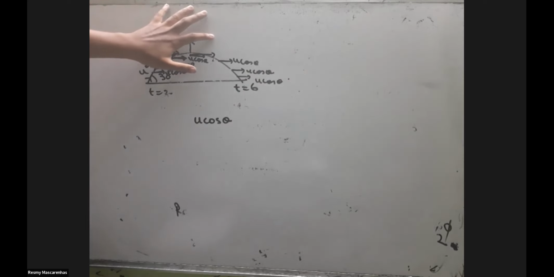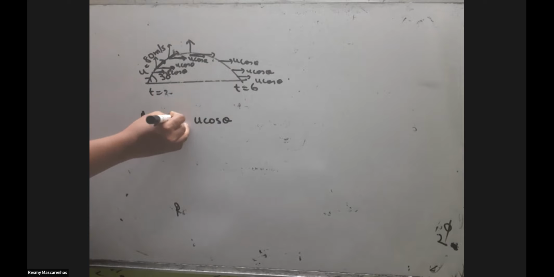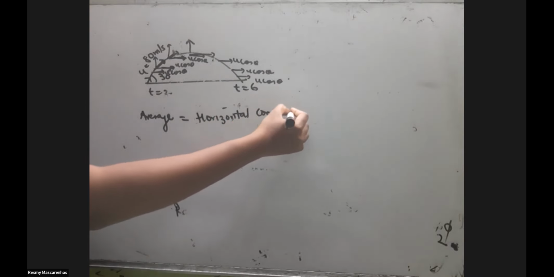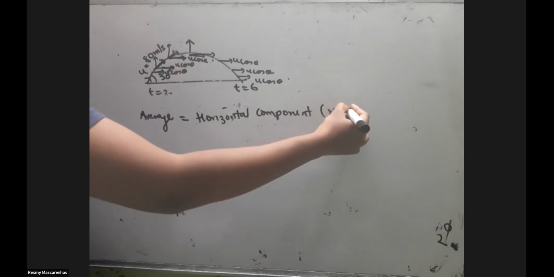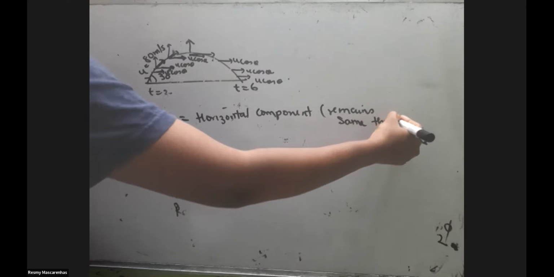The sin theta will keep changing. This will always remain the same. So that would be like an average velocity throughout your journey from here to here. Average velocity, whenever you are asked to find it for a projectile motion, is nothing but your horizontal component, which remains the same throughout the projectile motion.